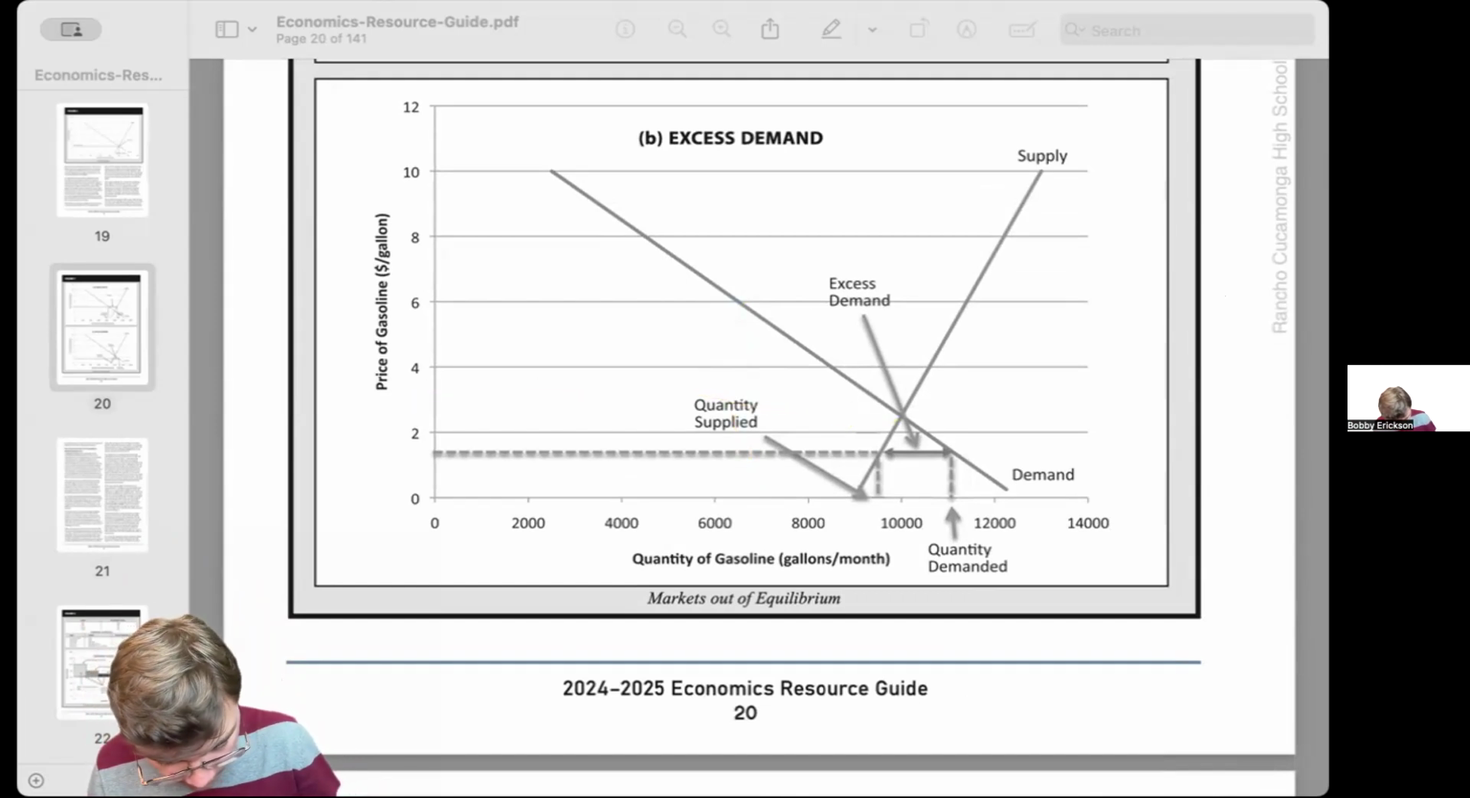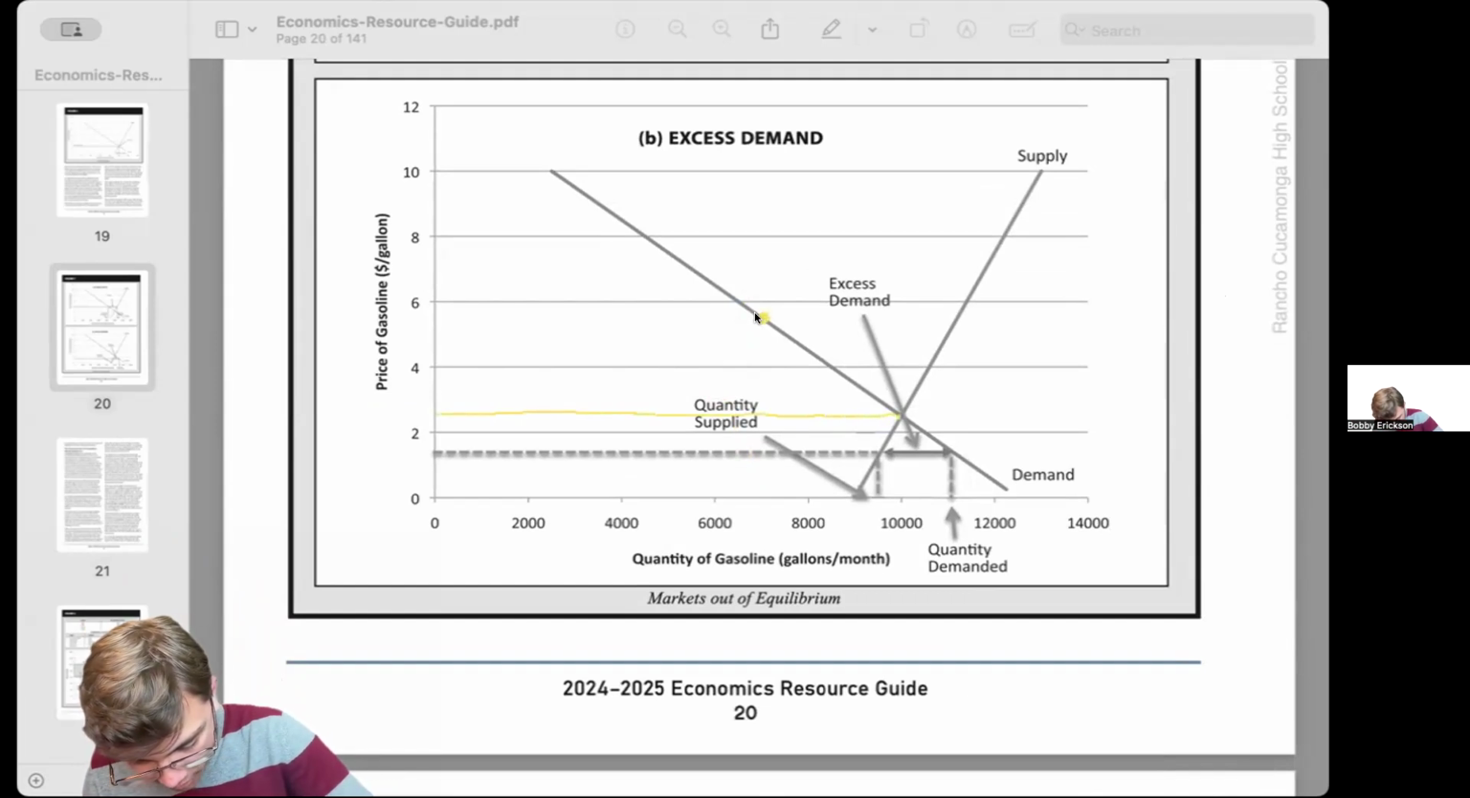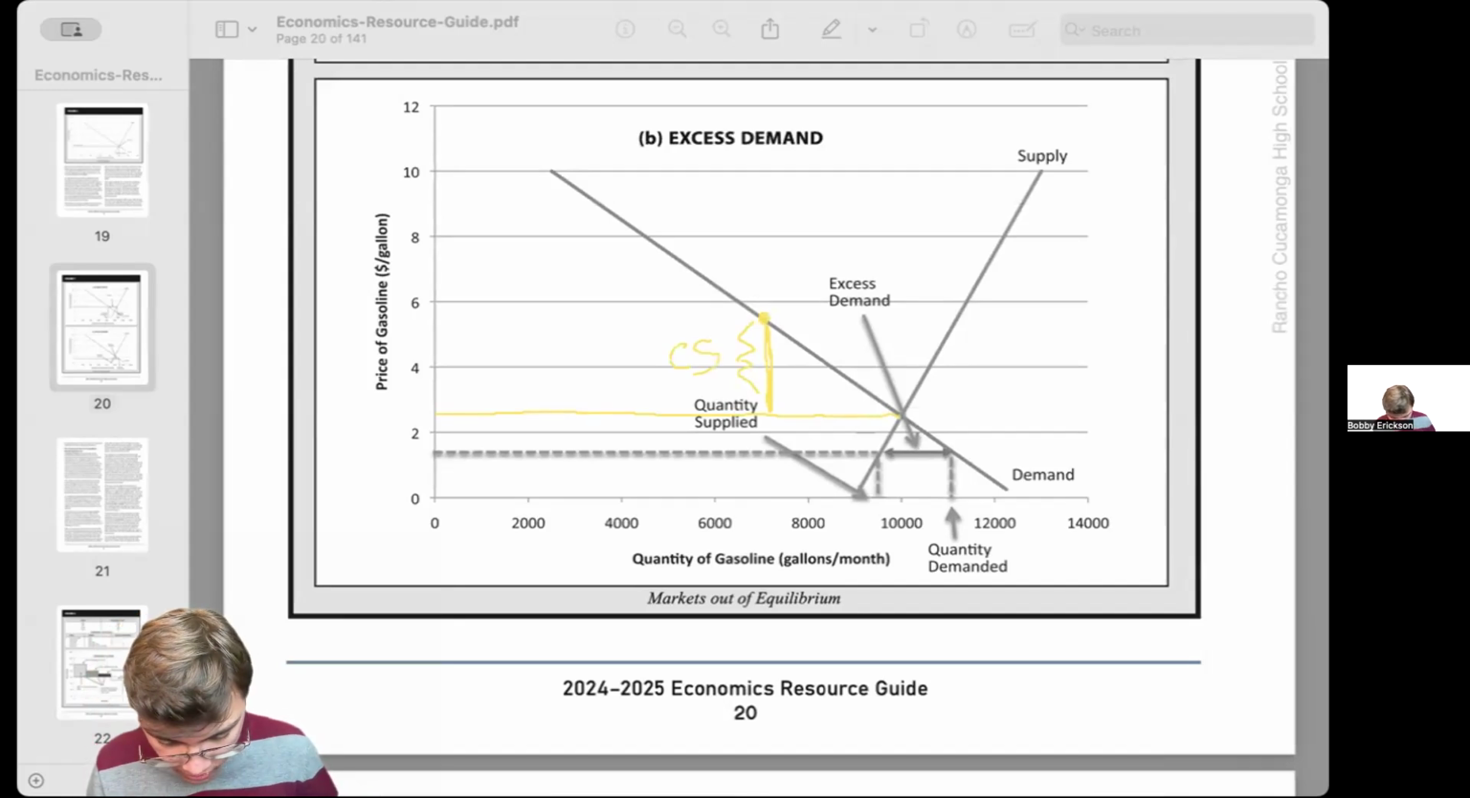Equilibrium price is right here. Let's say a person is willing to pay right here. The difference right here is the consumer surplus for this individual.